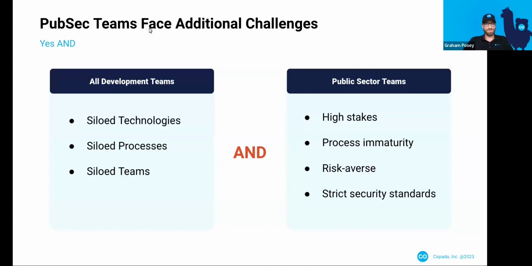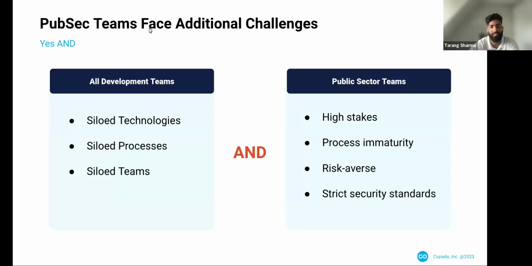Yeah, no problem. So that's exactly something that we want to talk about here, right? These additional challenges that public sector teams may face. So all development teams are already working their tails off to compensate for the challenges that Graham mentioned previously, right? So siloed people, processes, and technologies. But public sector teams are also facing additional challenges that we have outlined here.